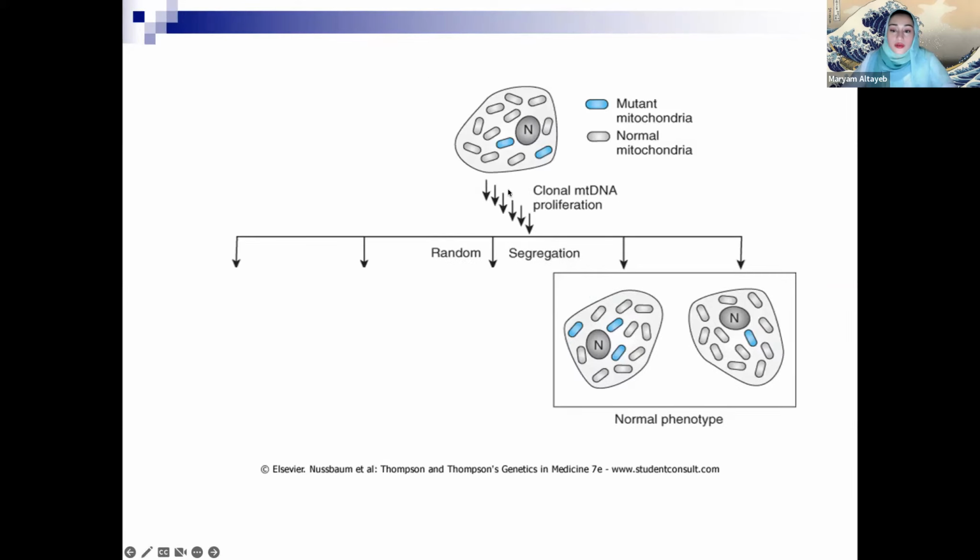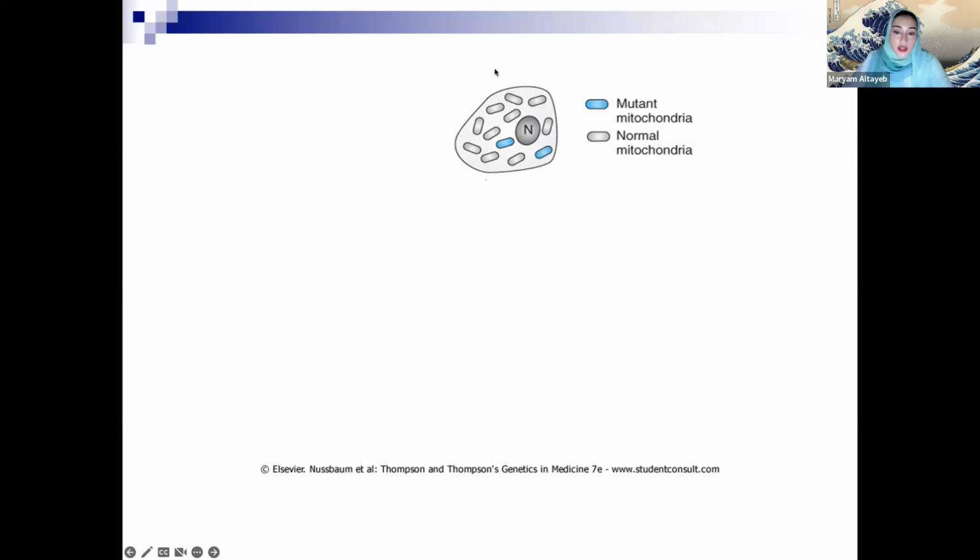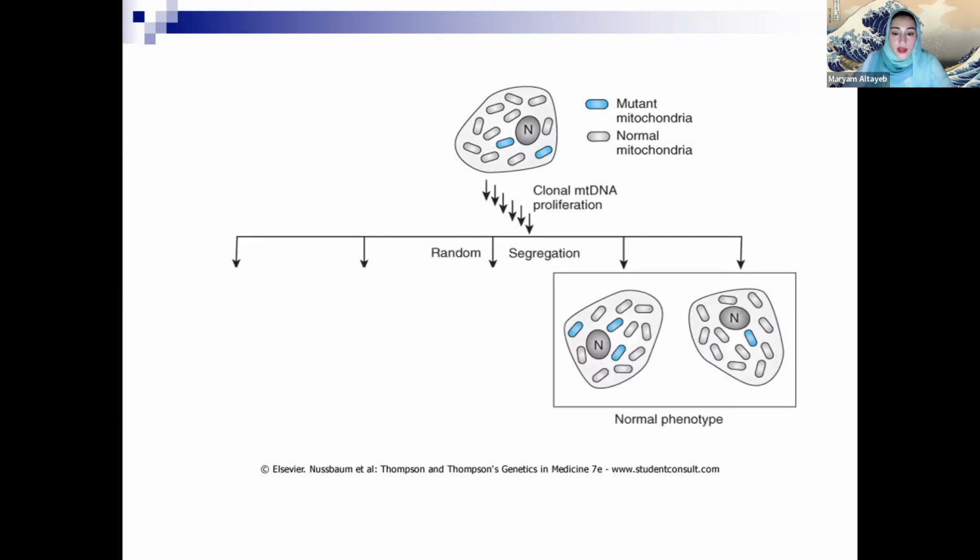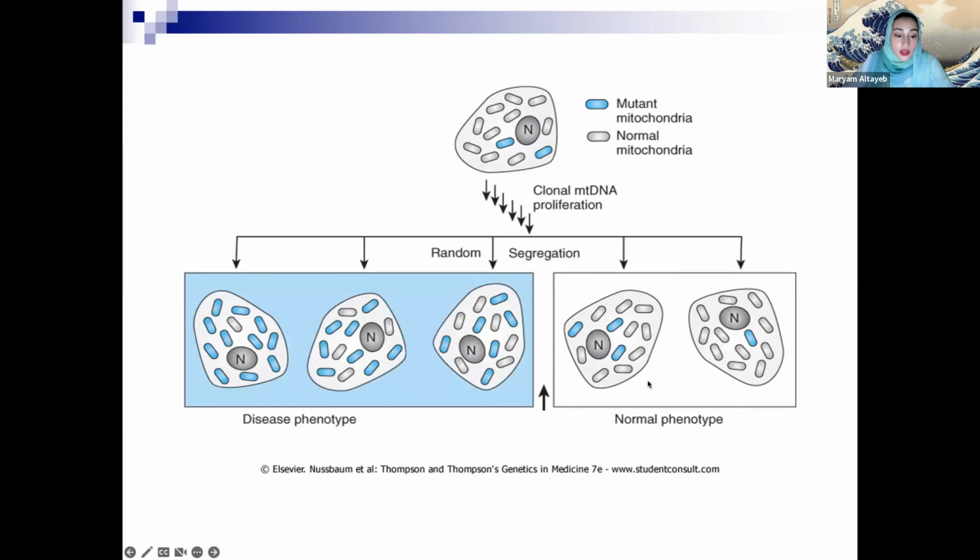Okay, so this is your mitochondrial DNA. Some of it is mutated and some of it is normal, right? It's not 100% mutated. If it was, we'd call that homoplasmy. Remember, homo, like homogeneous, everything is the same. And so what happens is you get clonal proliferation, and because of random segregation, some sections might have more of a mutation than other sections, and this is your normal phenotype. Sometimes because of this segregation, you get even more of the diseased part. And this is the diseased phenotype.